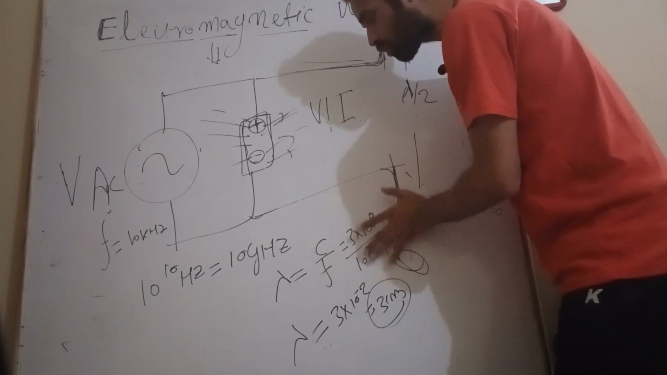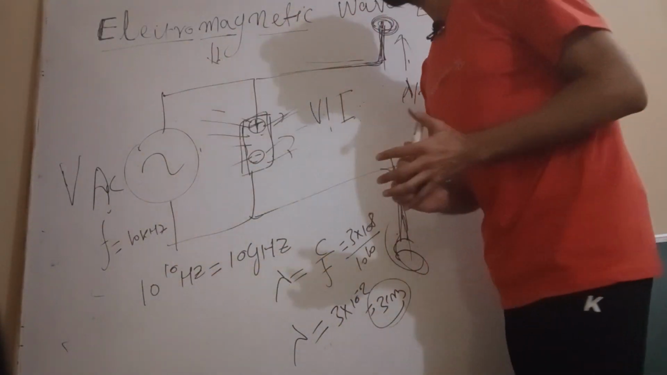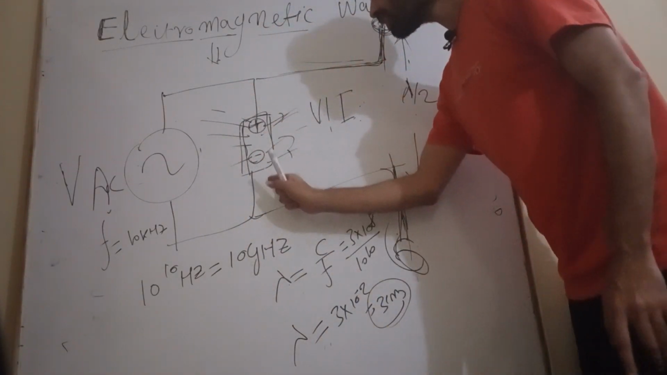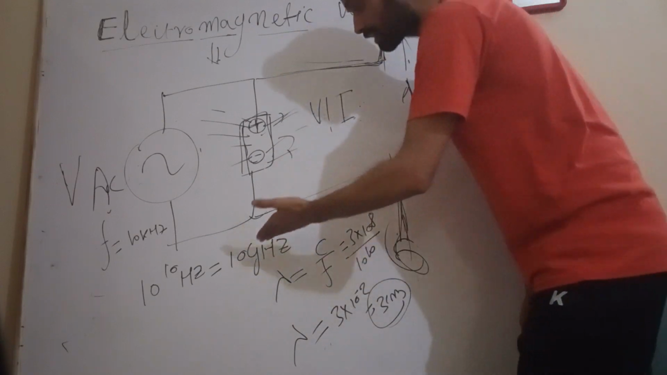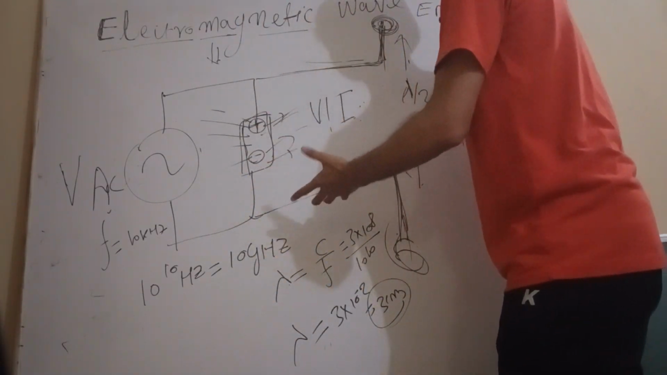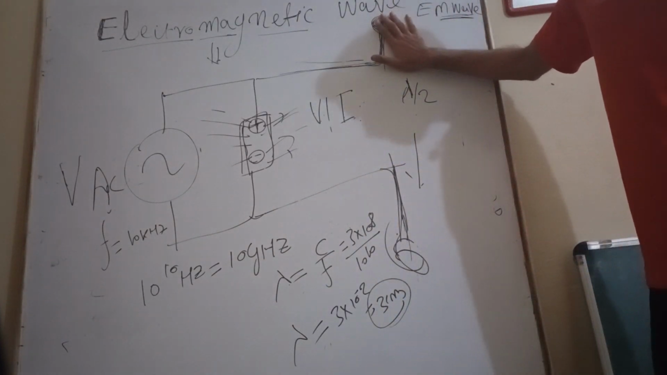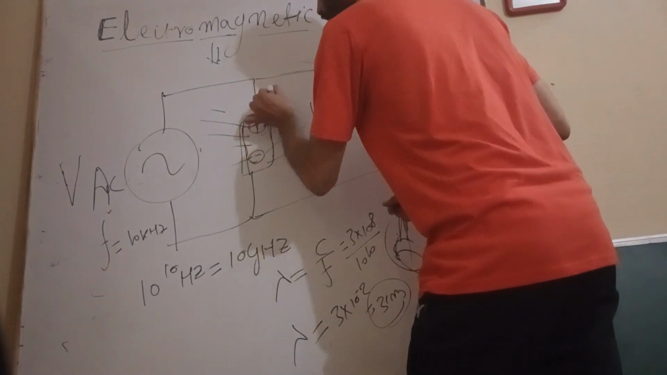Once it comes in this contact, this conductor will start radiating. Why? Because these charges won't stay within this conductor at this much high frequency. Therefore, in this type of conductor, there is no need of an antenna. Automatically it will start radiating.